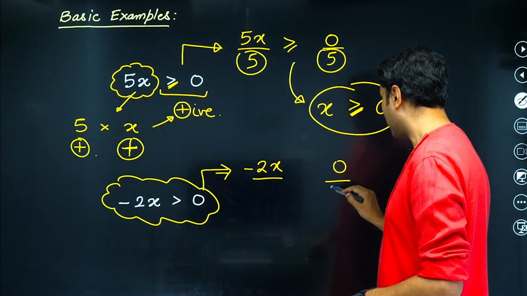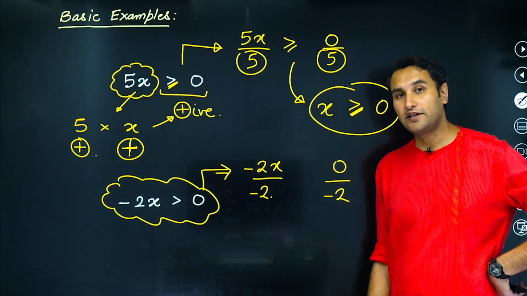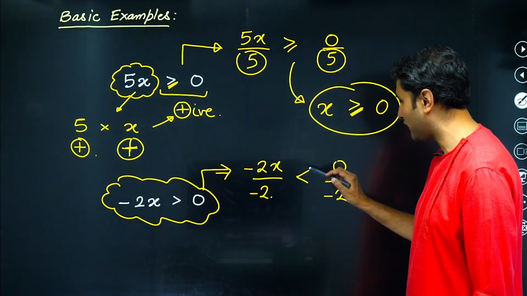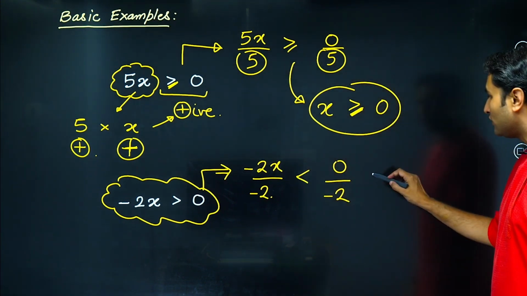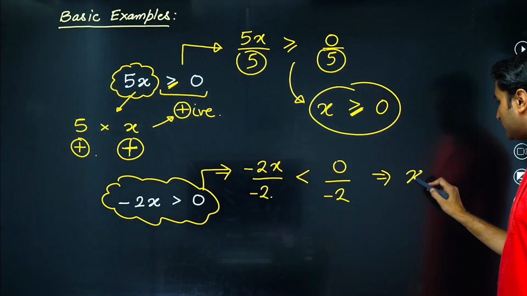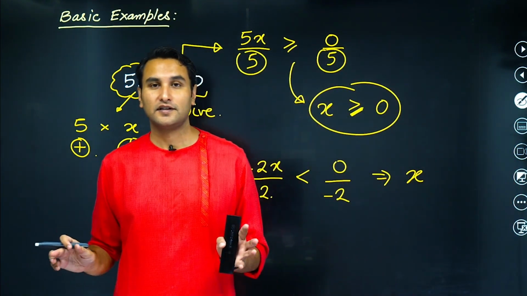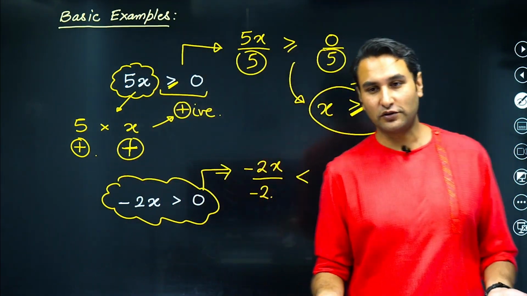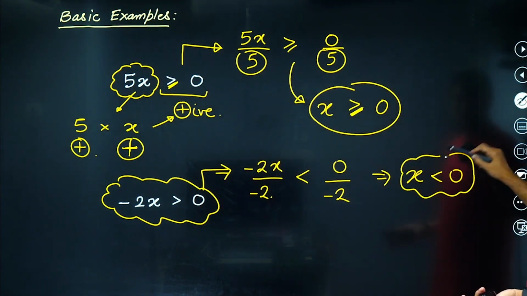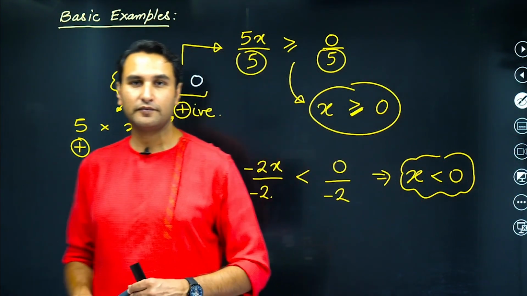But what will happen when you divide both sides by minus 2? Inequality. Yes, you got it. Inequality will change. Perfect. You are experts now, right? So what will happen? Minus 2 cancels out. You are left with x. 0 divided by minus 2. Whatever. 0 divided by whatever will be 0. So this is 0. This is your answer.